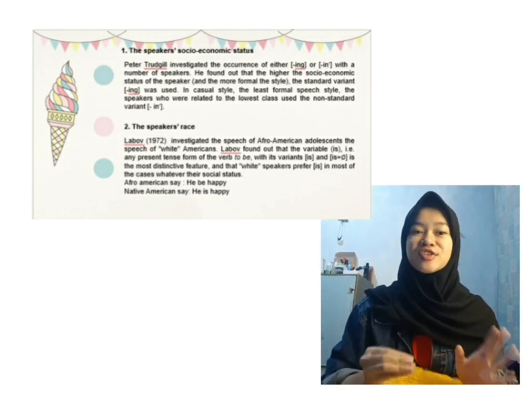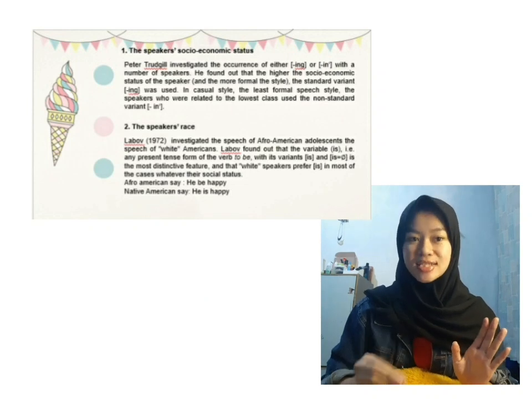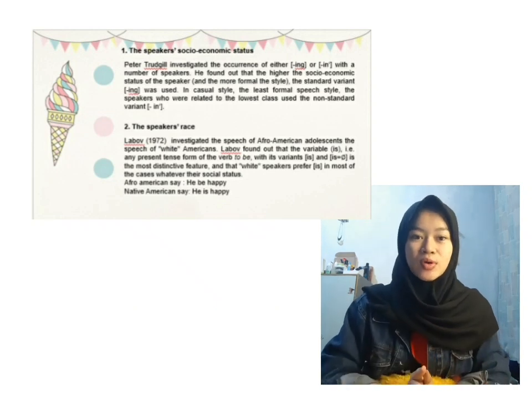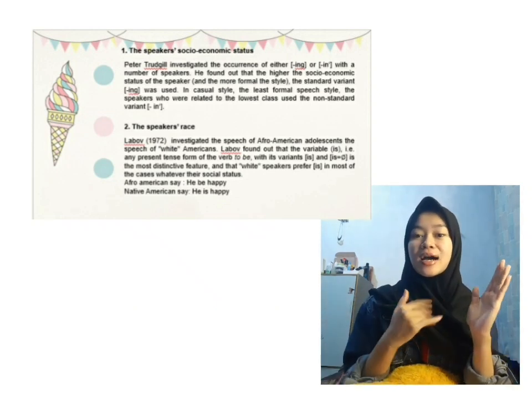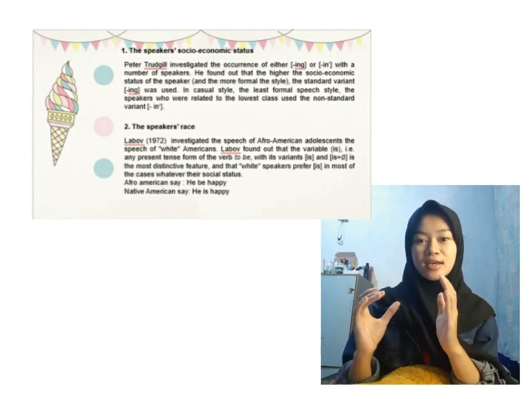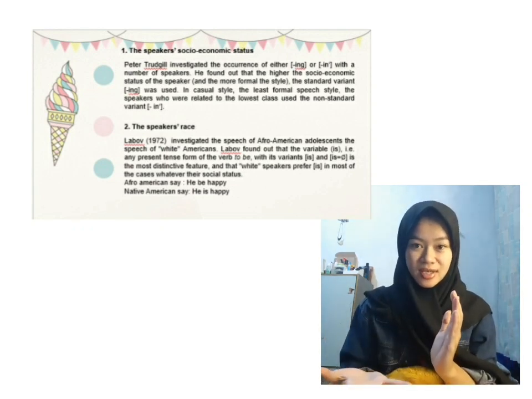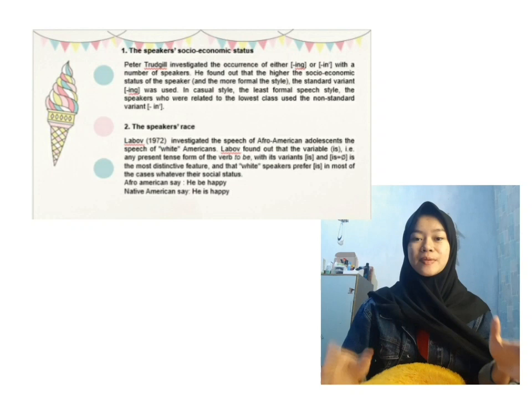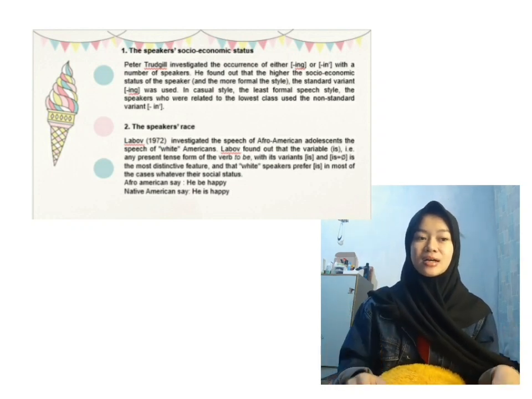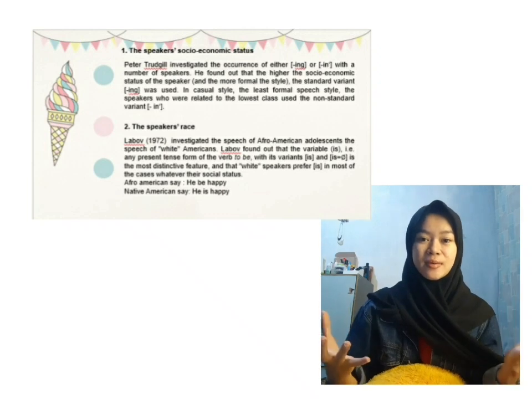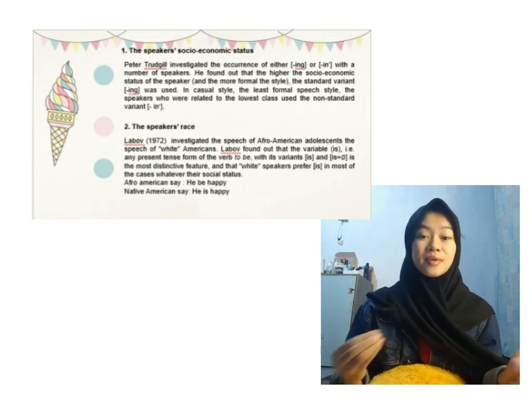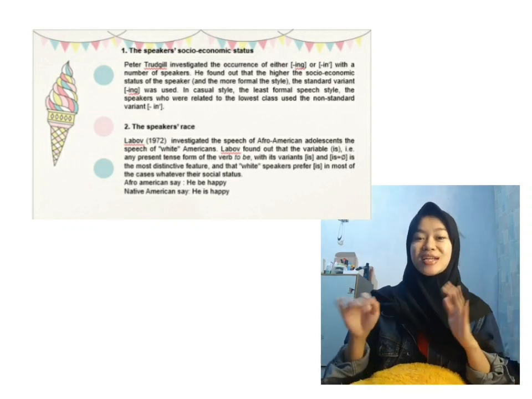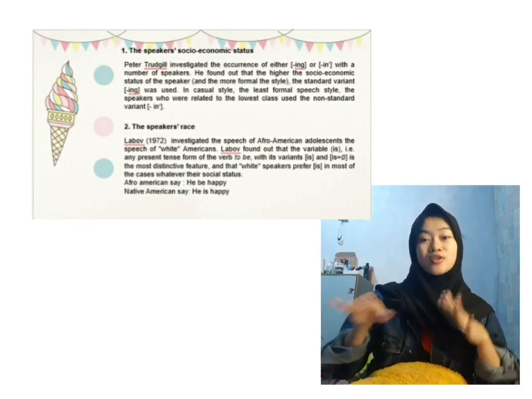The social variable of socioeconomic status was found to influence the realization, for example, the use of -ing at the end of present progressive verbs. People with higher economic status tend to use -ing at the end of their speaking, but people of lower class or in less formal occasions don't use -ing but -in'. For example, running becomes runnin', speaking becomes speakin', talking becomes talkin'. So there's a transition between formal to less formal and higher socioeconomic to lower socioeconomic.